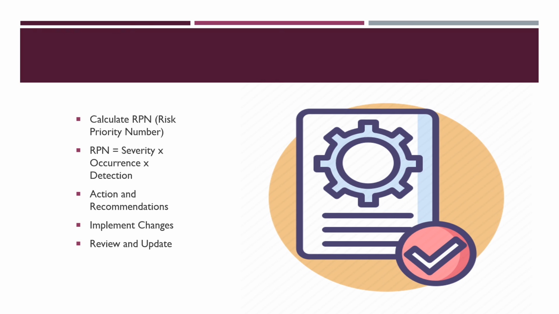Action and recommendations. For high risk priority number values, propose corrective actions to either reduce the occurrence, increase the detection, or mitigate the severity. Implement changes, make the recommended changes, then reevaluate the risk priority number to ensure that the risk is reduced.